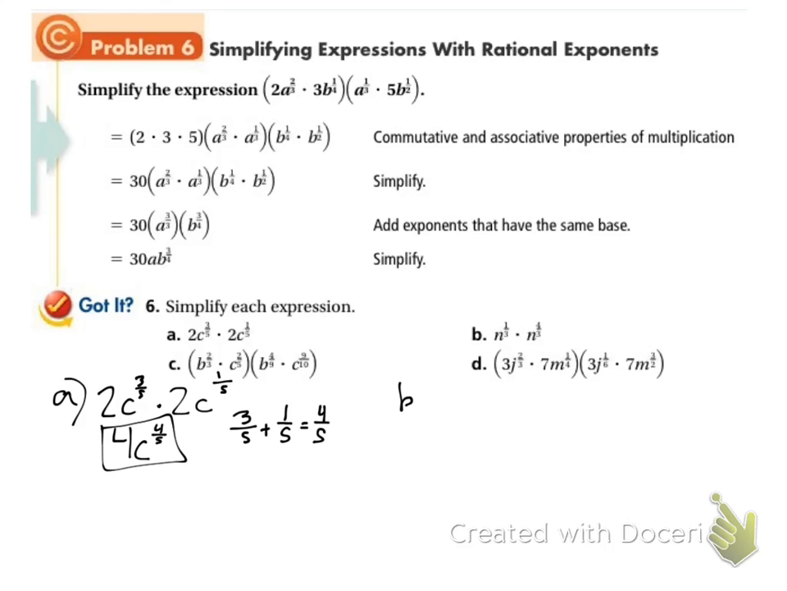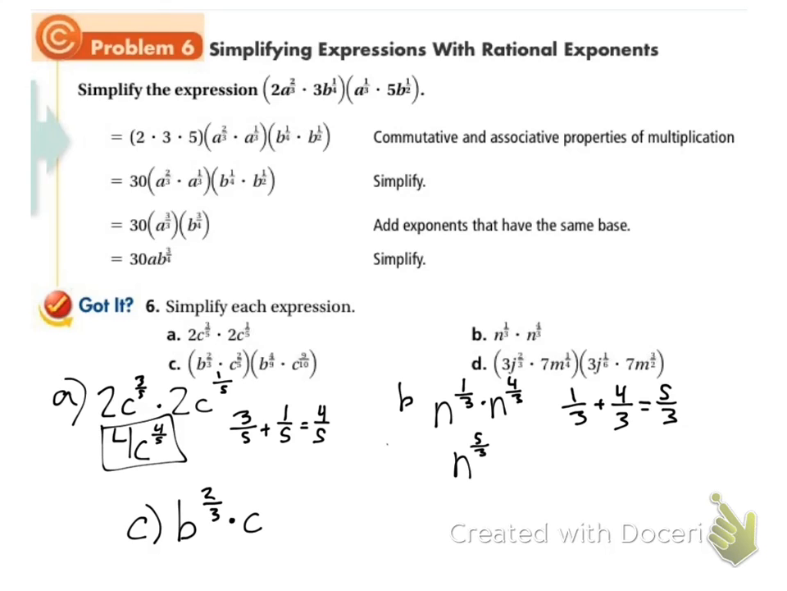Let's try b. We've got n to the 1/3 times n to the 4/3. So my answer is going to be n to the something, and I have to do 1/3 plus 4/3, which gives me 5/3. So this is n to the 5/3. Let's try one more that gets a little bit trickier. So for c, b to the 2/3 times c to the 2/5 times b to the 4/9 times c to the 9/10.